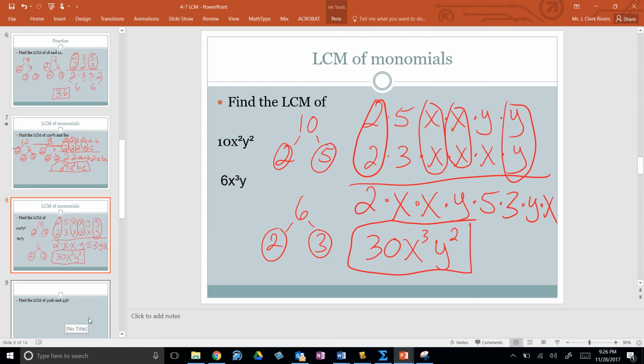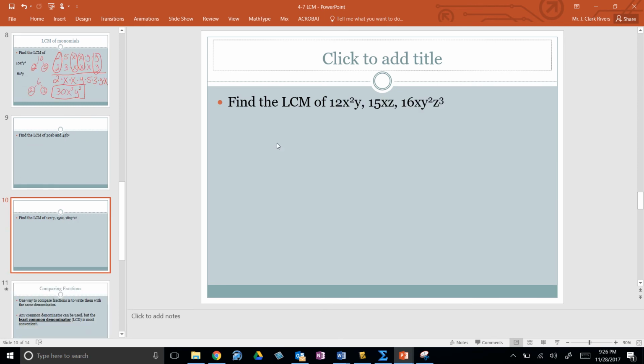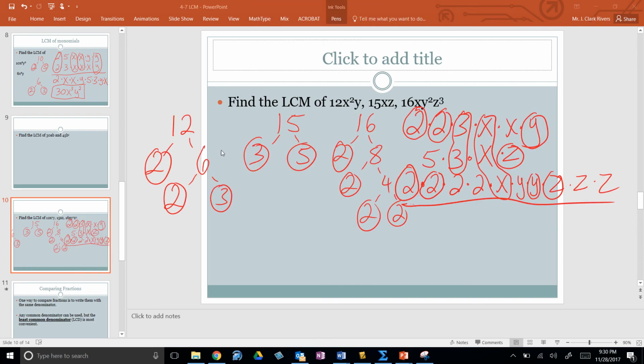Let's try one more and that'll be the end of this. Let's jump to that one. Pause the video. Find the LCM of these three. All right, this looks like a jumbly mess.